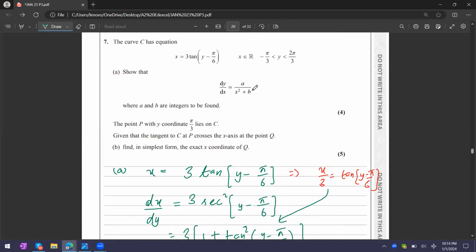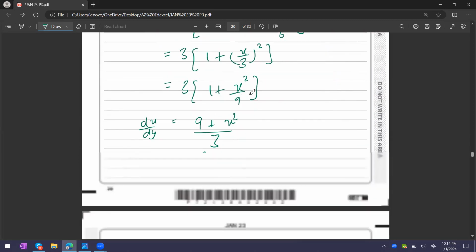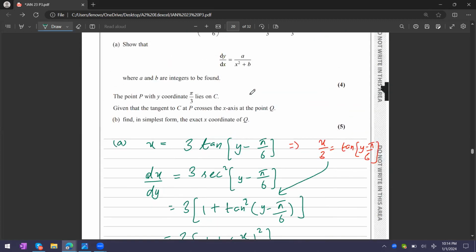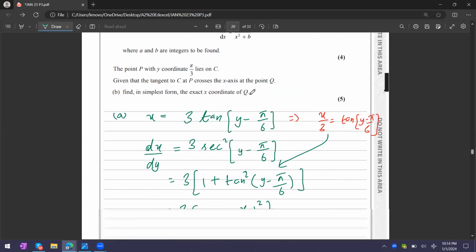A over x square plus b. So 3 over x square plus 9. Okay. No questions. Moving on. We have found dy by dx.